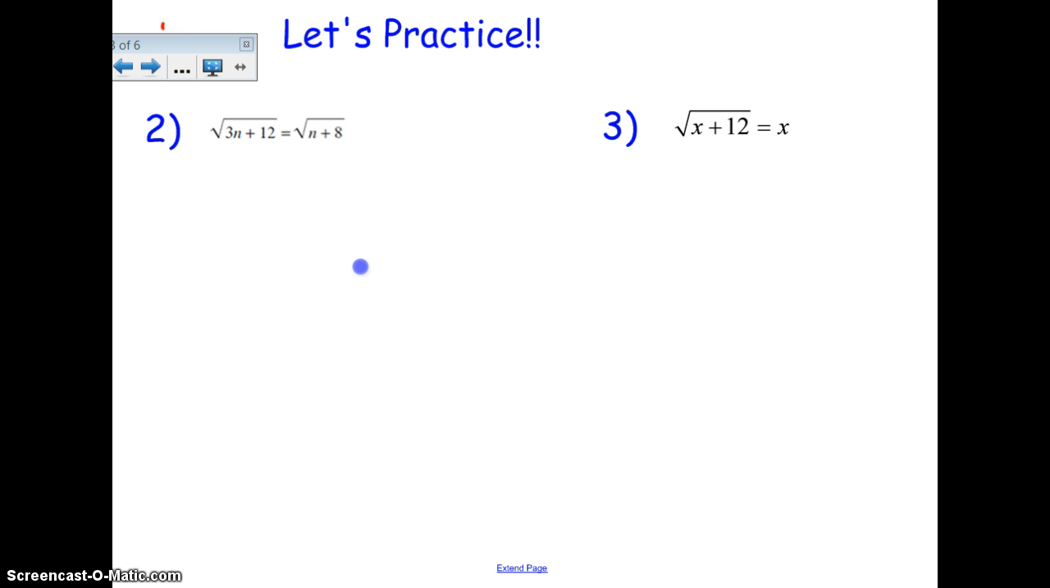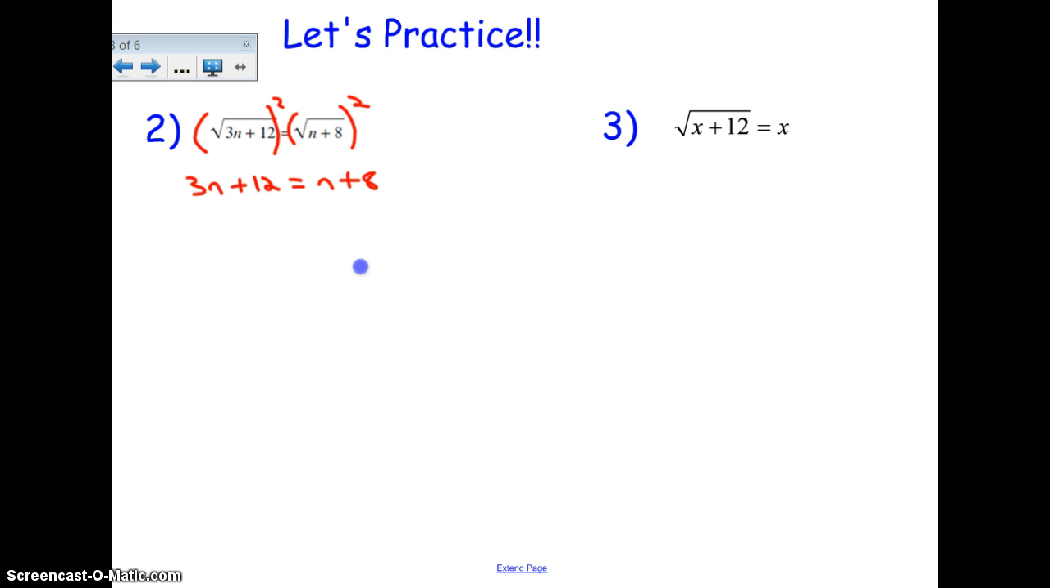So here we have some practice problems. We have the square root of 3n plus 12 equals the square root of n plus 8. As you notice, we have radicals on both sides of the equation, and our variable's n, that's also underneath both radicals. So we want to find out what n is, and in order to do that, we need to square both sides. Okay? So squaring the square root will undo that. It's going to leave us with 3n plus 12 equals n plus 8. And now it's going to allow us to solve for n.